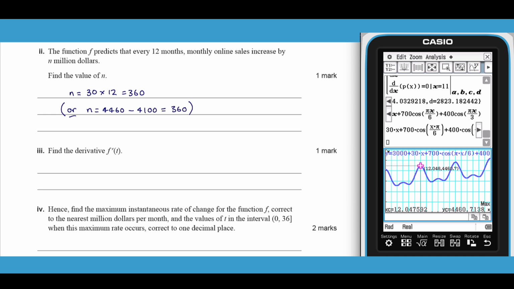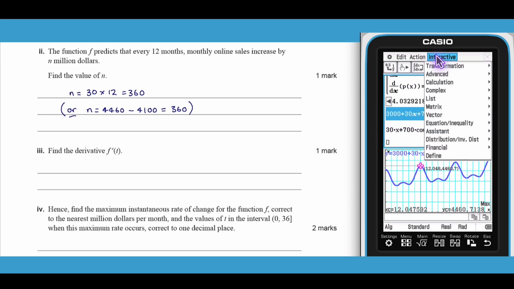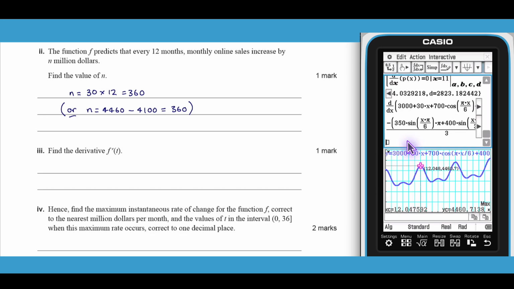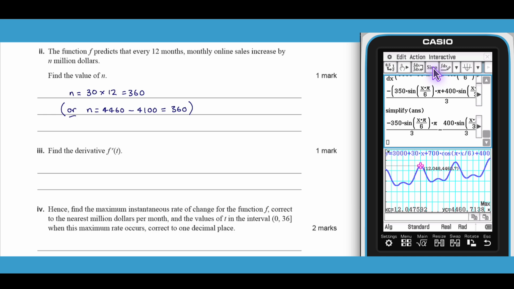Part 2 of this question asks for the derivative f dash of t. I'm going to find this using my ClassPad by swiping the previously entered expression for f and choosing Differentiate from the interactive calculation menu. In situations such as these, I like to tap Simplify to make sure I am transcribing the nicest version of the result.